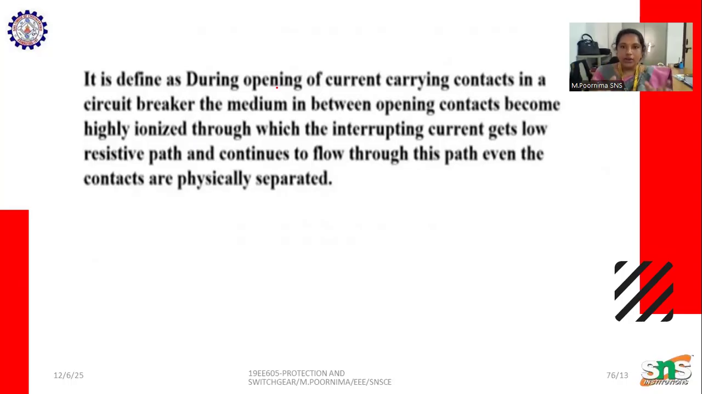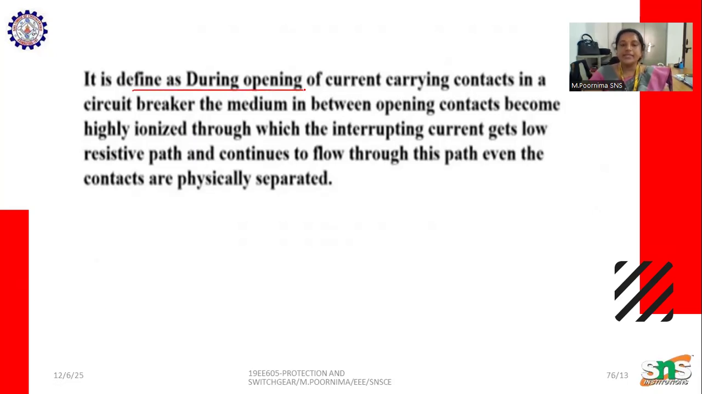If we have two current carrying contacts, when these two contacts move, what happens? In the space which has a less resistive path, as the current carrying conductors move, the arc is produced. That is the definition of an arc.